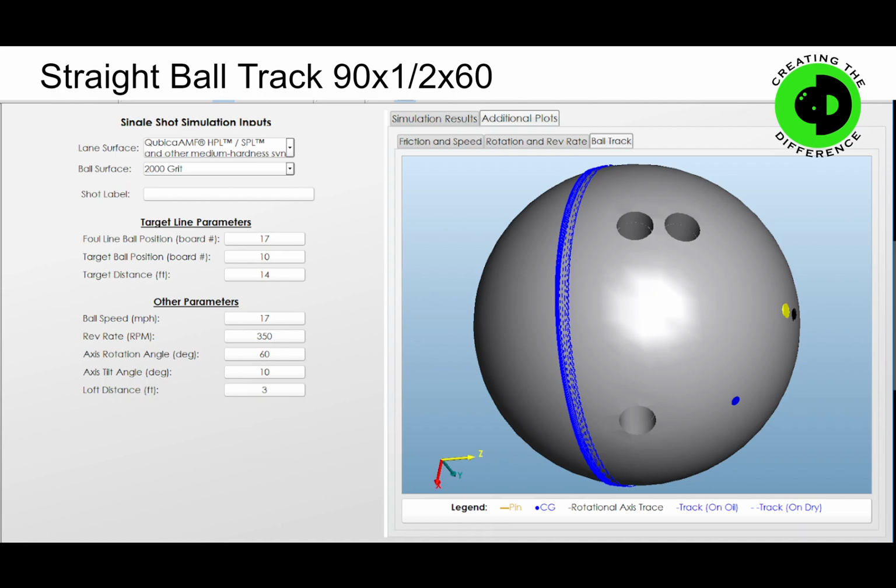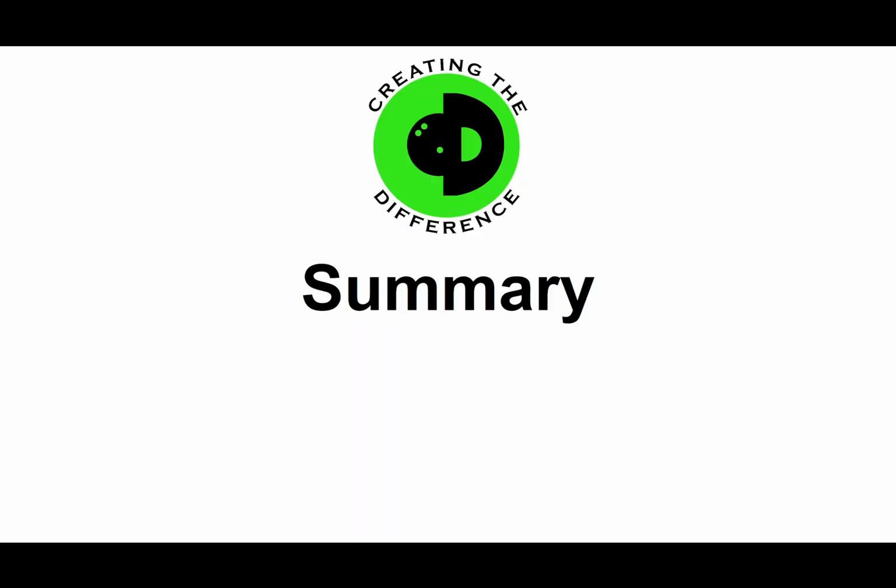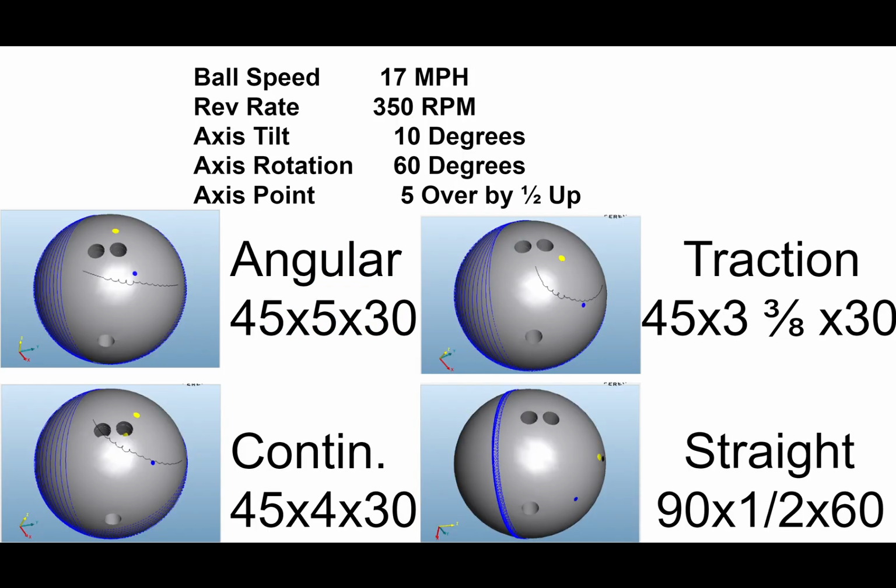Now remember, it's important that you have all of the bowler specs to be able to do these layouts. So here they are again, the angular, continuous, traction, and straight for this type of bowler. It is crucial and critical that you know the ball speed, rev rate, rotation, tilt, and axis point, because if we change those variables, then these layouts may change, and or the flare patterns you're seeing here may change.